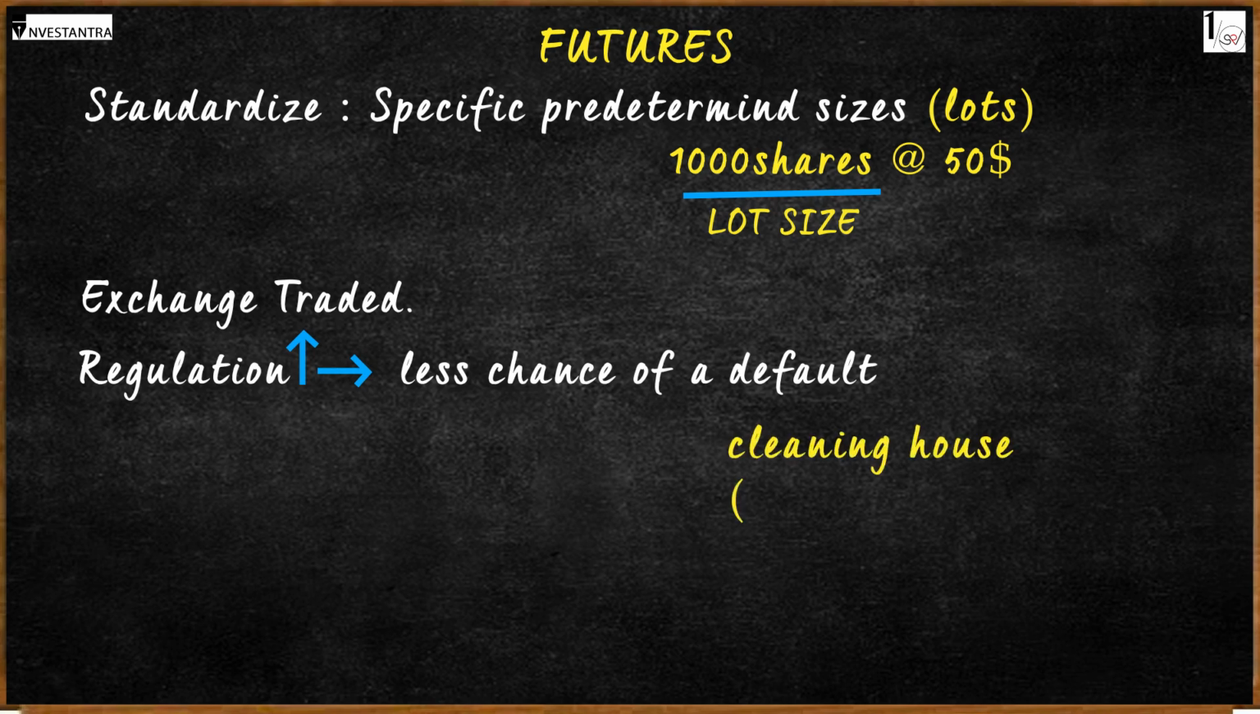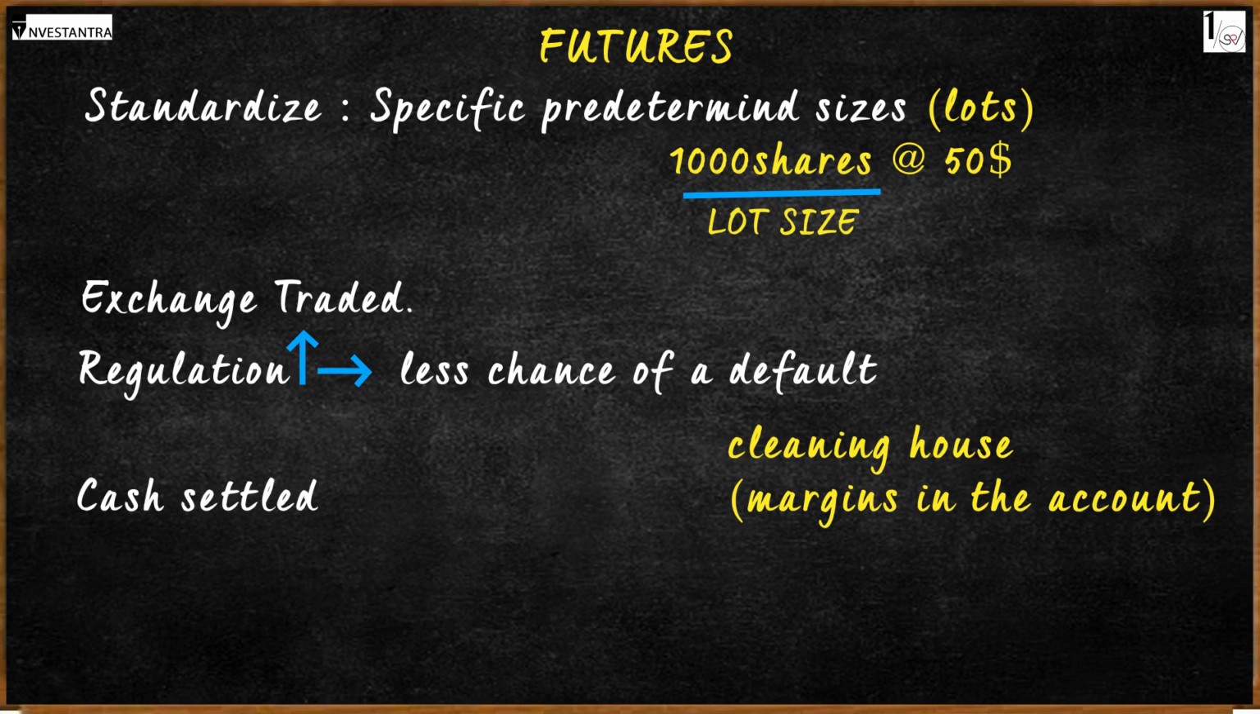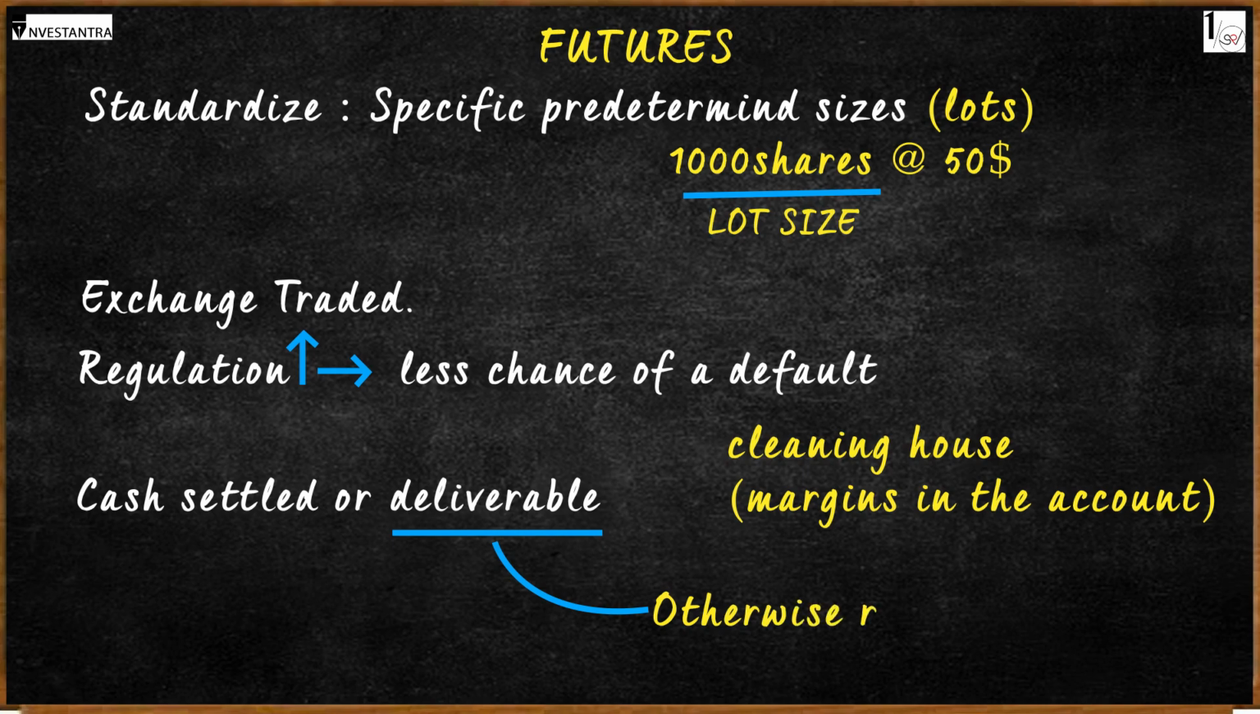Clearinghouse is basically the one that helps with margins in the account. Futures contracts are also cash settled or deliverable. Most contracts are cash settled, but recently there was a law passed in India. And in India, I think a lot of stocks are now deliverable, right? But otherwise, mostly cash settled.